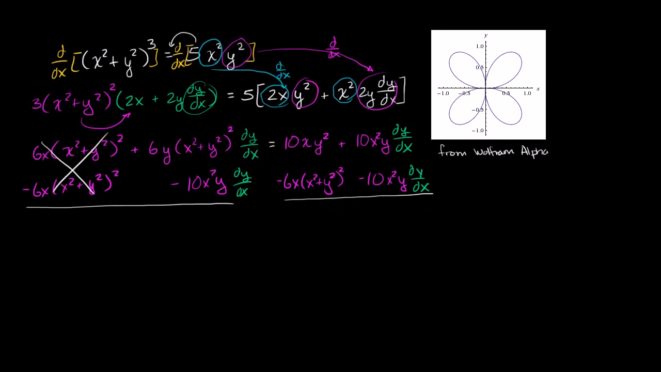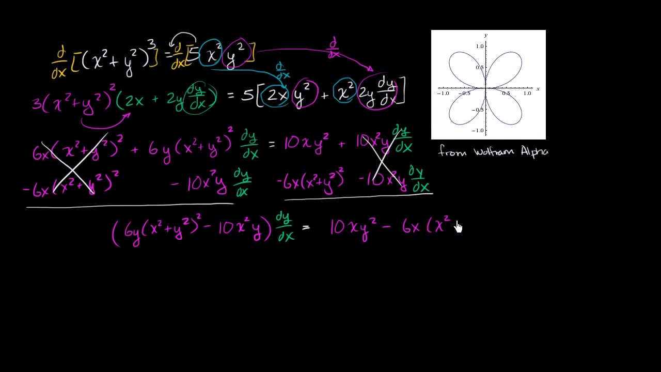Well, these guys cancel out. On the left-hand side right over here, we are left with 6y times (x squared plus y squared) squared minus 10x squared y times dy dx, the derivative of y with respect to x, is equal to, these characters cancel out, and we are left with 10xy squared minus 6x times (x squared plus y squared) squared. And now if we want to solve for dy dx, we just divide both sides of this equation by this business right over here.